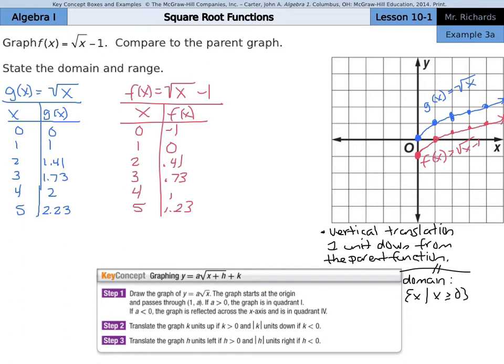And for our ranges, notice one of the differences here for our f of x, compared to our last example at least. It's still going to be greater than or equal to something, but it's going to be greater than or equal to negative 1.